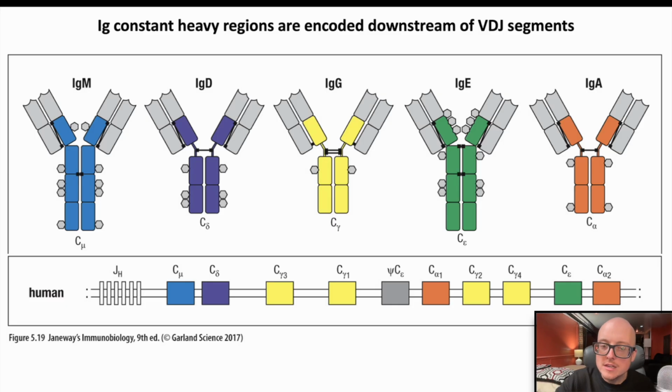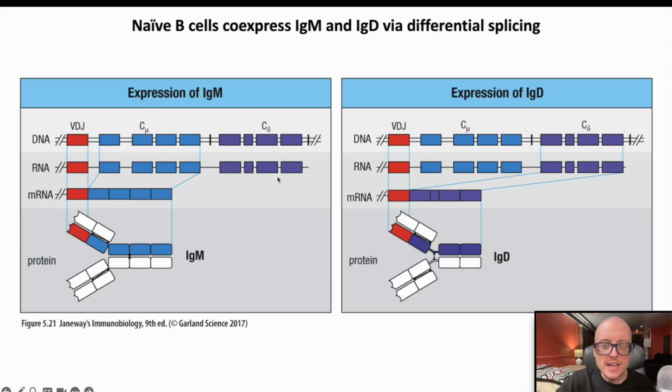As I said, all naive B cells begin by co-expressing IgM and IgD, and that is because they have access initially to the constant mu segments and the constant delta segments, which are the closest. They're the most proximal segments to the J segments in the heavy chain locus. But we co-express them. So how does that co-expression work? Well, that is simply a process of alternative splicing.